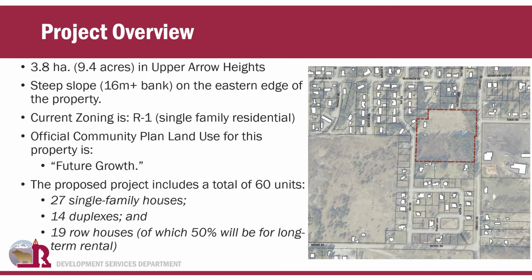So a little bit about the project being proposed. It is approximately 3.4 hectares or 9.4 acres in area and is mostly undeveloped vacant land. There is a steep slope on the eastern edge of the property. The official community plan land use has identified this parcel as future growth area. The current zoning is R1, single family residential. The proposed project is a total of 60 residential units consisting of single family, duplexes, and row houses, some of which are proposed to be long-term rental.